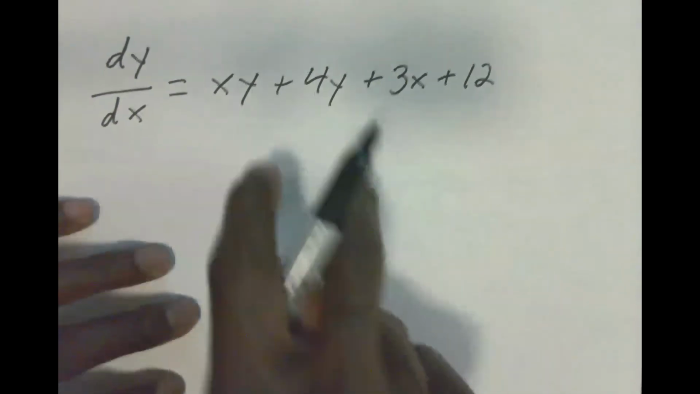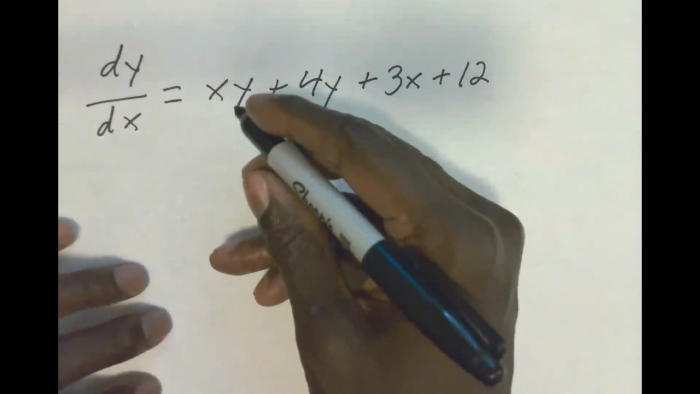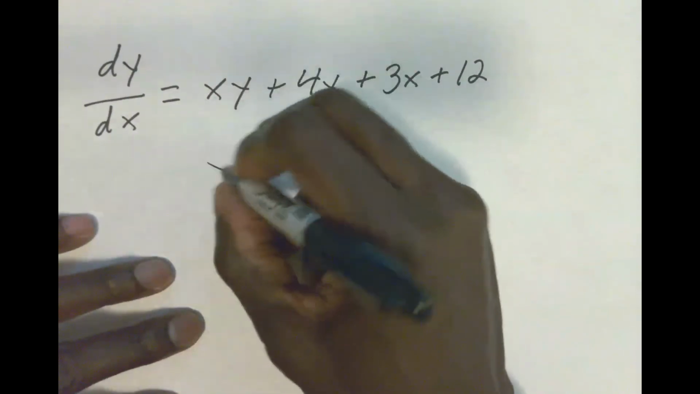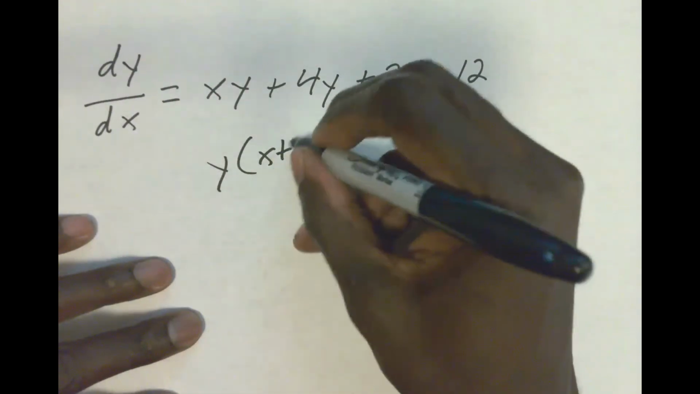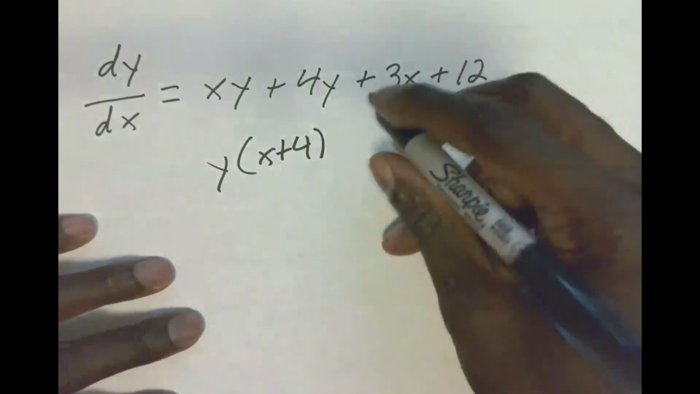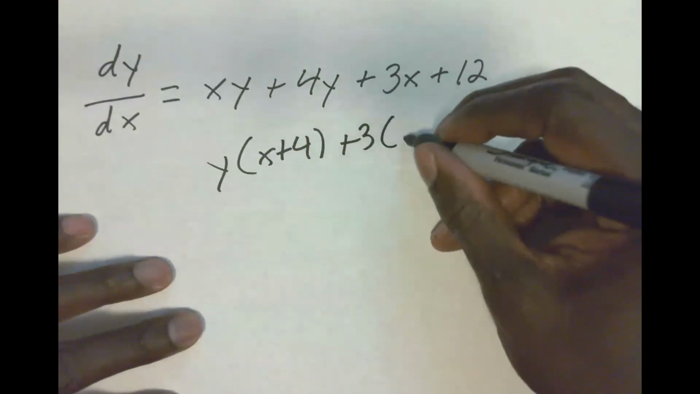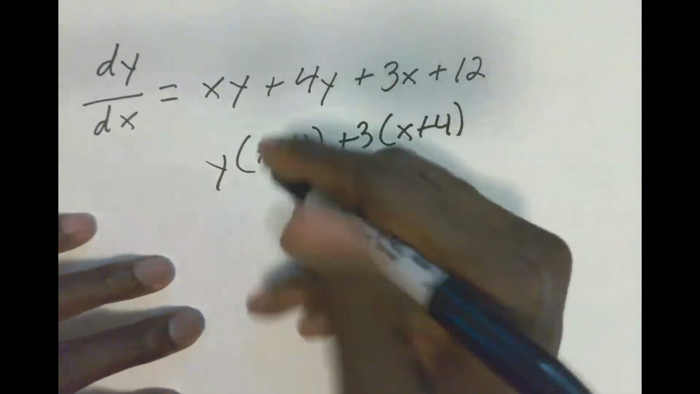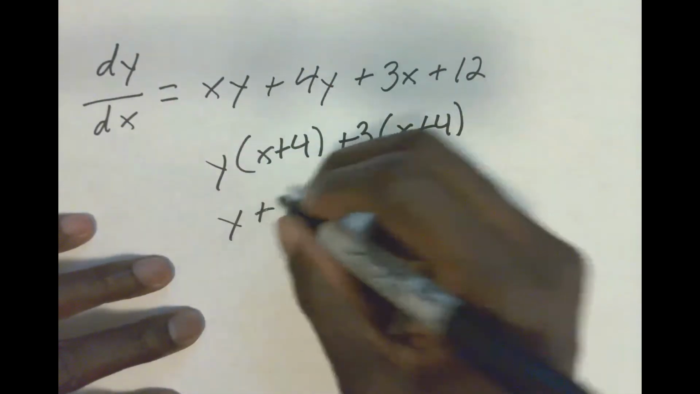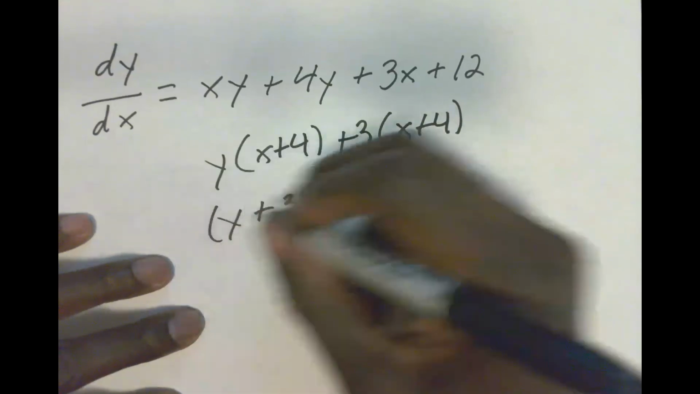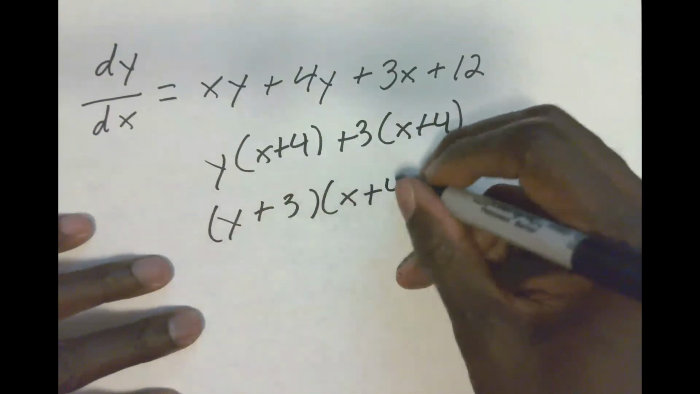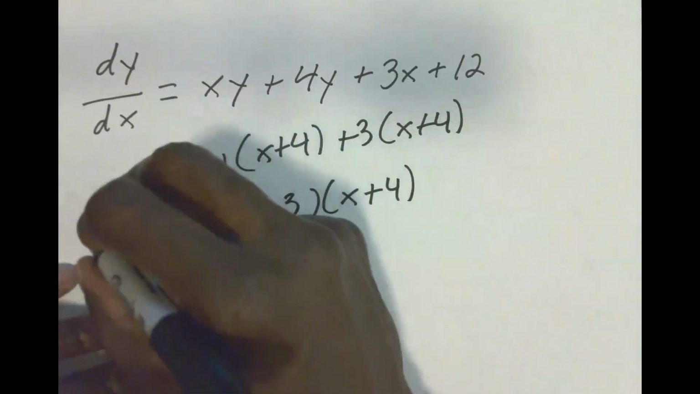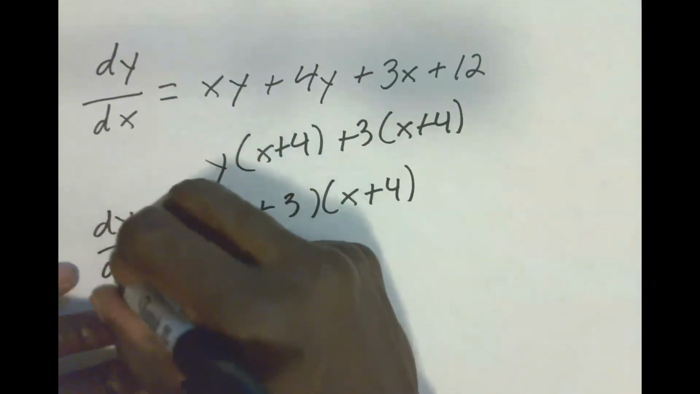And so if you just look at these first two terms, what's common to both of them is y, so I can factor out a y, and it's y times x plus 4. And if you look at these last two terms, I can factor out a 3, and it's 3 times x plus 4. And so these are common factors. So factoring by grouping would make this y plus 3 times x plus 4. That's, of course, dy by dx.